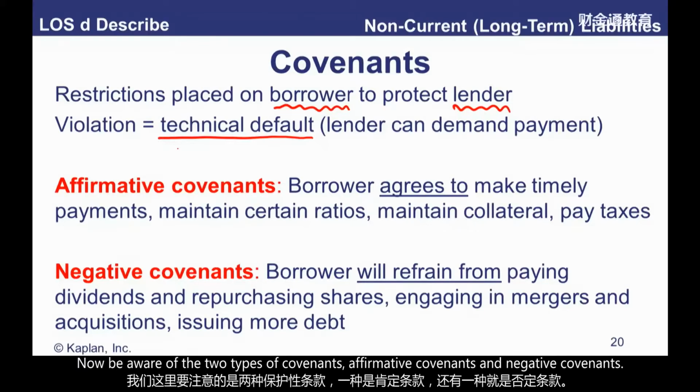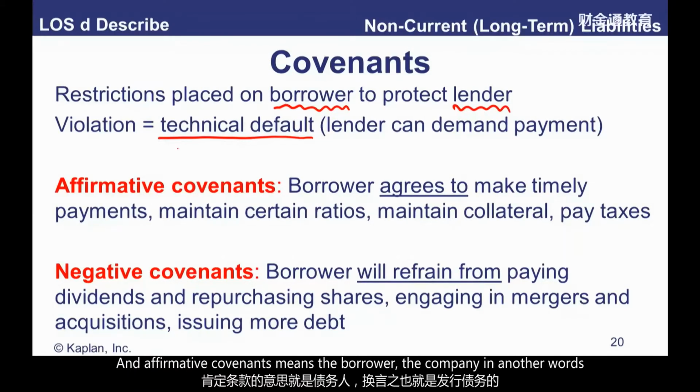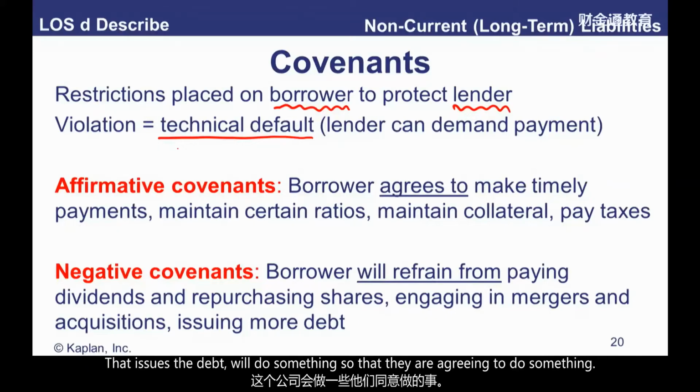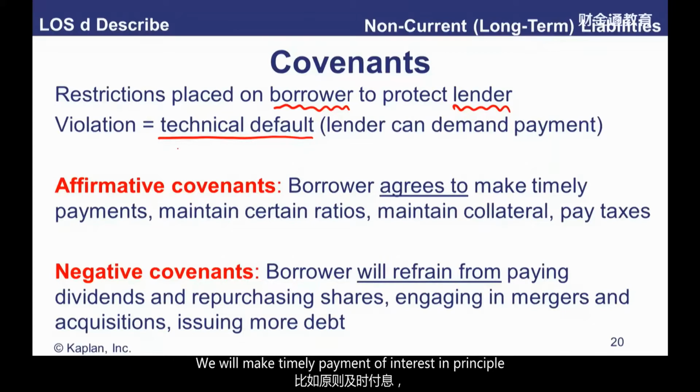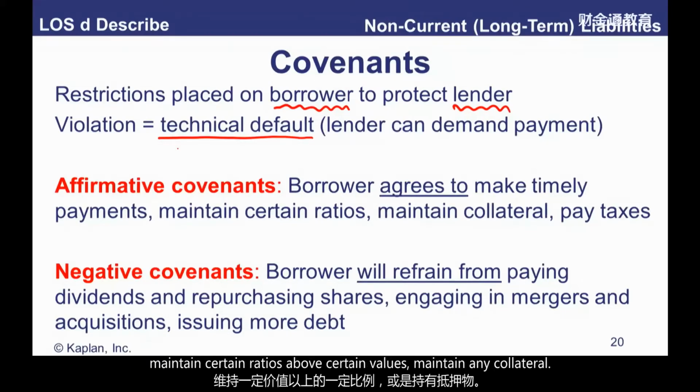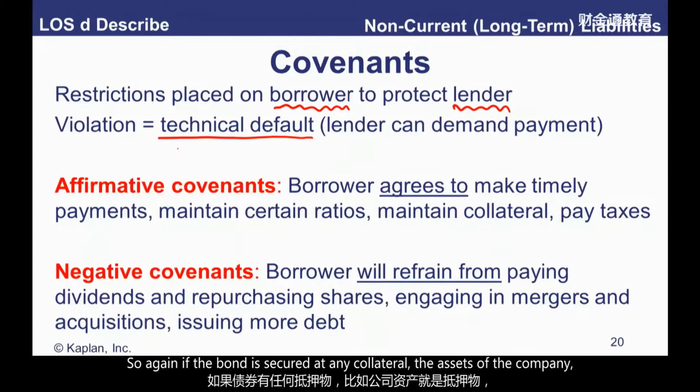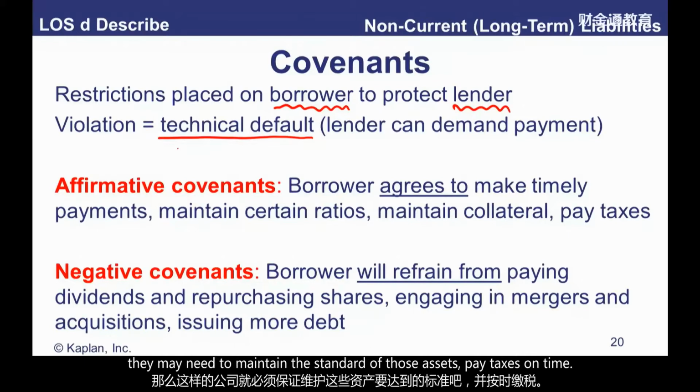Now be aware, two types, affirmative covenants and negative covenants. An affirmative covenant means the borrower, the company that issued the debt, will do something. So they're agreeing to do something. Will make timely payments of interest and principal, maintain certain ratios above certain values, maintain any collateral. So again, if the bond is secured on any collateral, the assets of the company, they may need to maintain the standard of those assets, pay taxes on time.